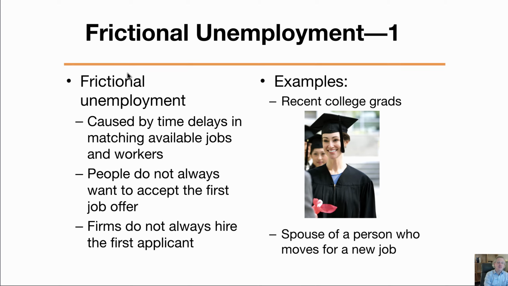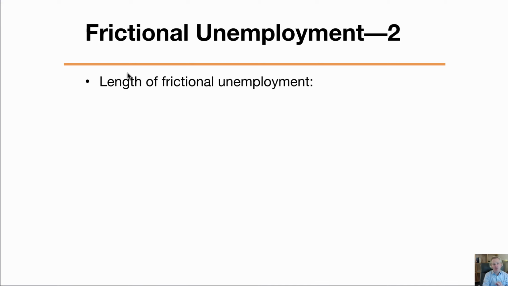Then another might be a spouse of a person who moves to a new job. Sometimes one spouse or the other spouse is offered a job in a new city, and so they'll take that job, and the spouse moves along with them, and it may take the spouse a week, a month, 3 or 4 months to find a job that matches their skills and their salary requirements. So that's another example of frictional unemployment.